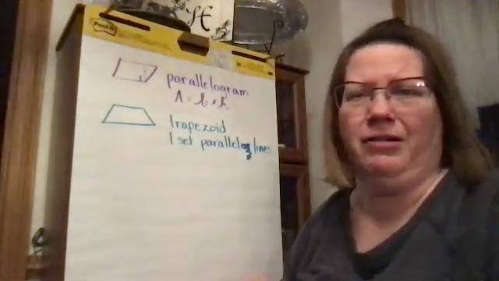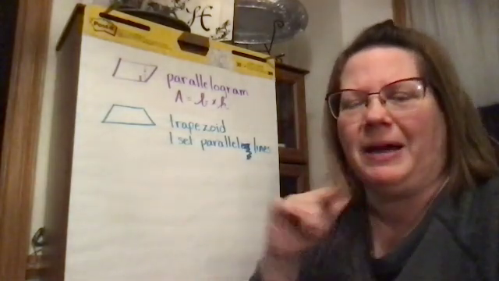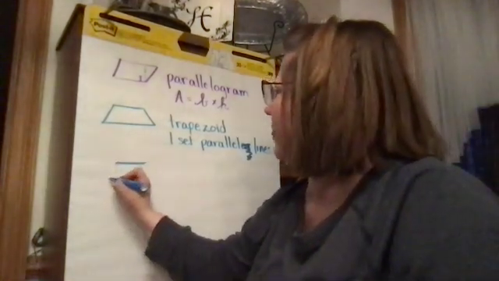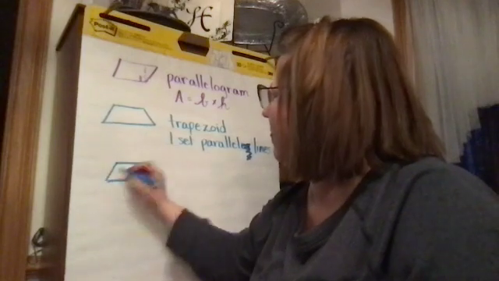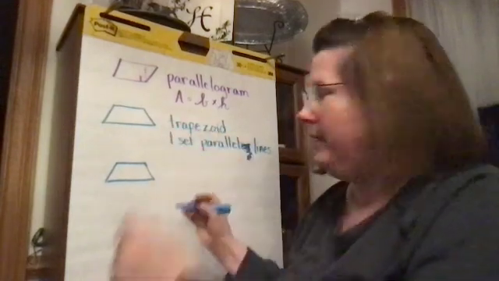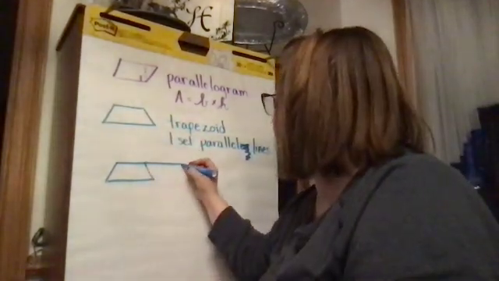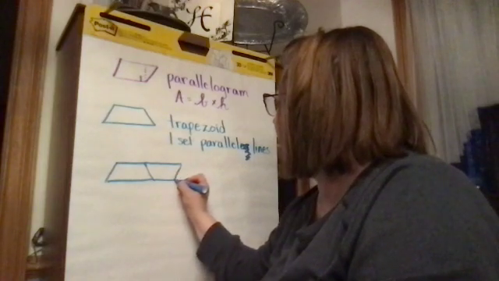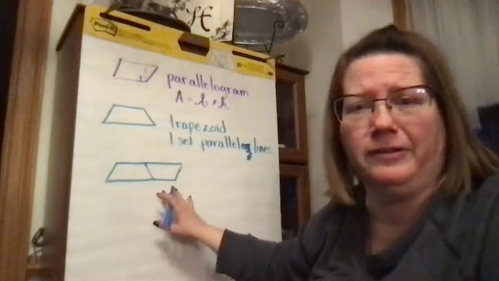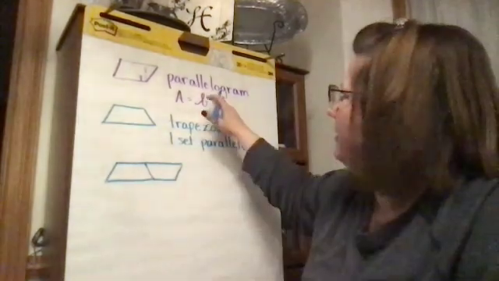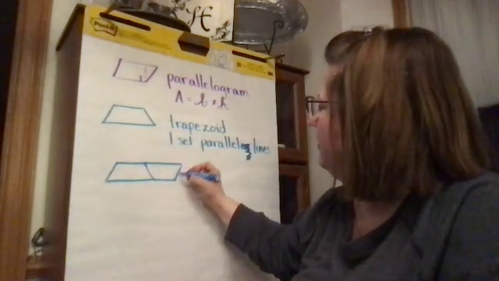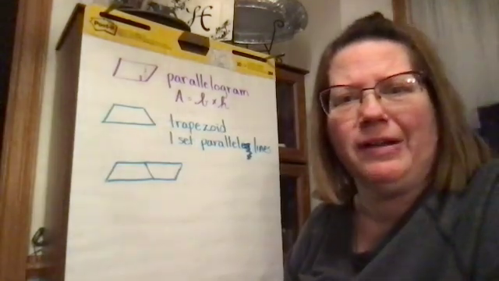Now, in order to find the area of a trapezoid, we're going to have to think back to the parallelogram. If I take my trapezoid and I could just use a little bit of math magic and have a second congruent one. Those aren't quite congruent, but it's pretty close. All right, so if we had two trapezoids put together, they make a parallelogram. And I could use my parallelogram formula to find the area of that.